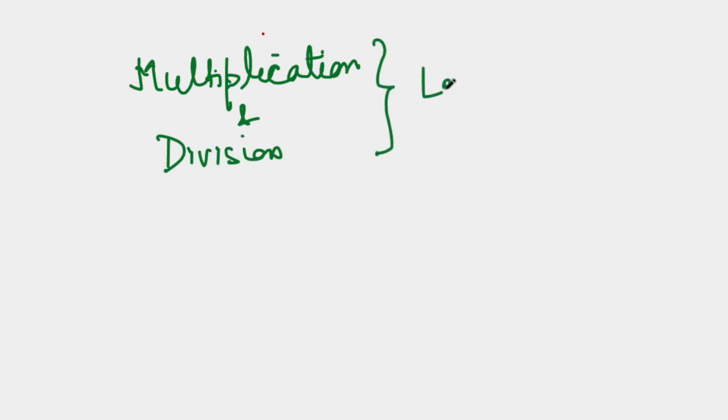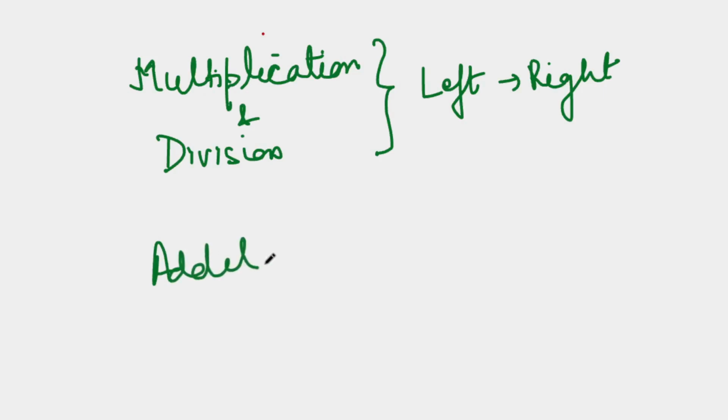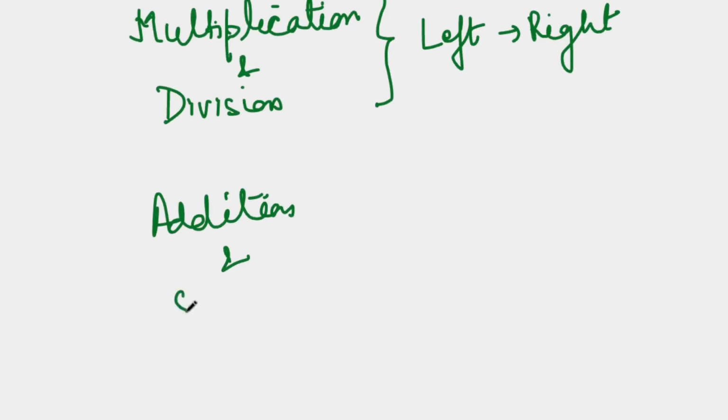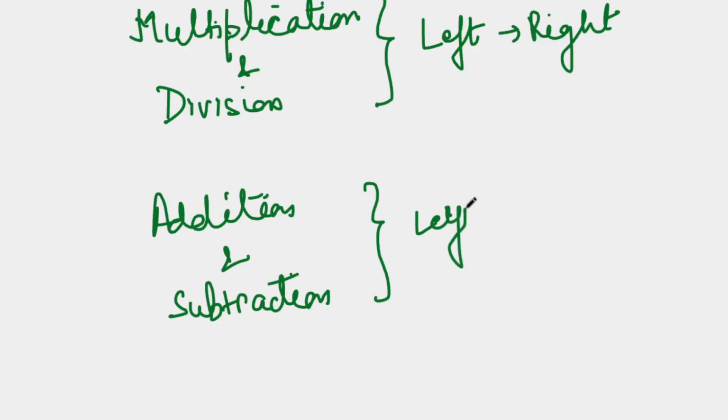It always follows the rule of left to right. Read your expression left to right, and whichever operation comes first, you will solve it first. Okay, whether it is multiplication or it is division. In the same way, addition and subtraction also have equal priority. Okay, the same rule is applied here also. You read your expression left to right, and whichever operation comes first, you will solve it first.